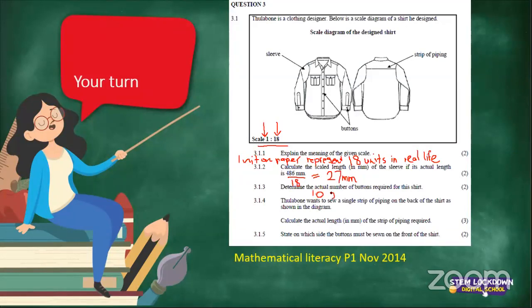or 11, right? Let's recount. 1, 2, 3, 4, 5, 6, 7, 8, 9, 10. If you're counting this one, then it will be 11. So I'll give you an answer for 10 or for 11. So well done, learners. Okay, next question.